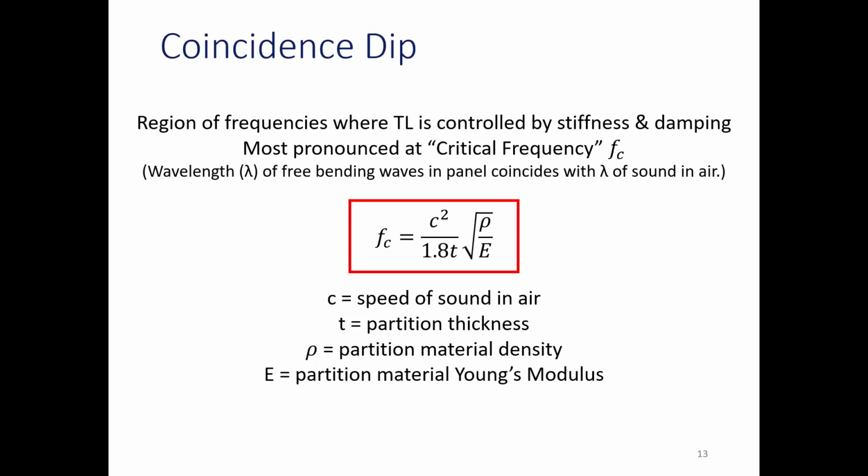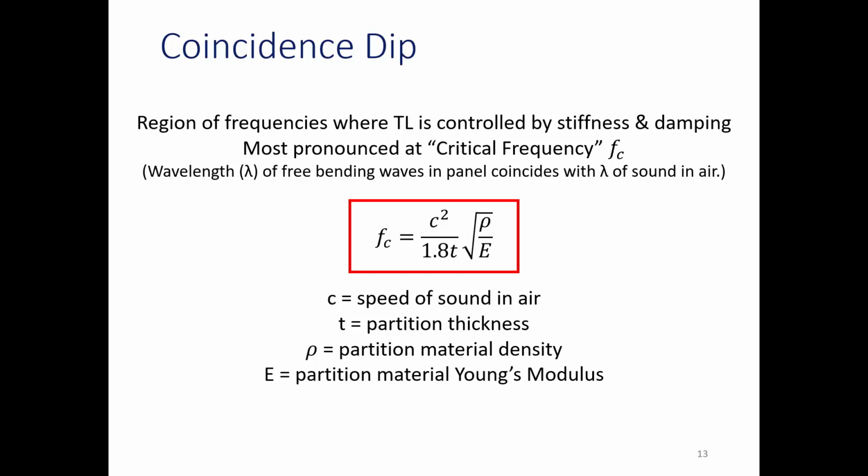We're back. The next thing I wanted to cover is something called coincidence dip. This is a region of frequencies where the transmission loss is controlled by stiffness and damping. This will apply to these single leaf partitions, and then when we get to the double leaf, it'll apply to each of the leaves in that case. So this is a useful concept to be aware of and to be able to identify and be able to calculate where it happens.